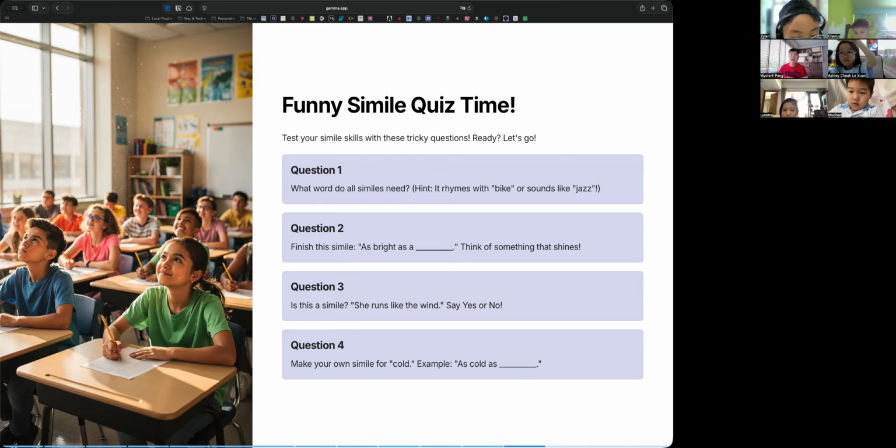As cold as winter, as bright as a smile, as strong as an ox. All of these are lovely similes I want to see in your writing, okay?